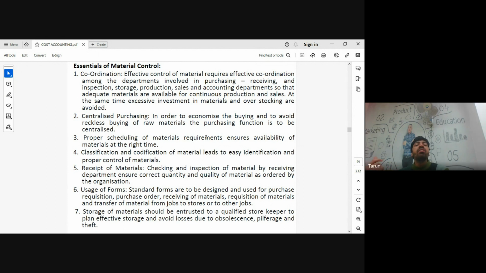Next, storage of materials should be entrusted to a qualified storekeeper. It is very important that when you store, you must entrust it to a qualified storekeeper only, so that he or she is able to plan an effective storage and avoid the losses due to obsolescence, pilferage, and theft. So whenever these problems arise, a qualified storekeeper should be available to avoid such losses.